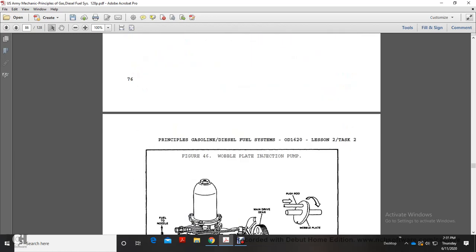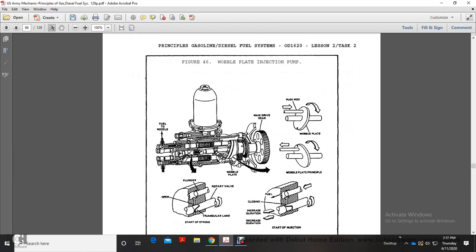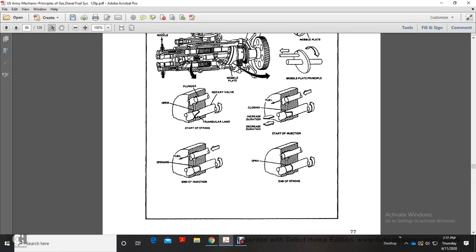instead of a camshaft. Figure 46, the wobble plate injection pump, shows the fuel nozzle, plunger, wobble plate, main drive gear, wobble plate push rod, wobble plate, plunger, opening, rotary valve, triangular, start of stroke, start of injection, closing, increased duration, fuel, end of injection, end of stroke.